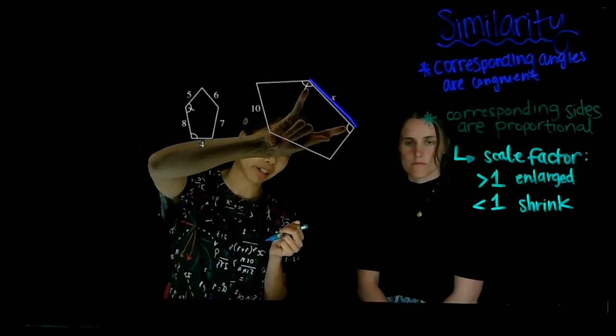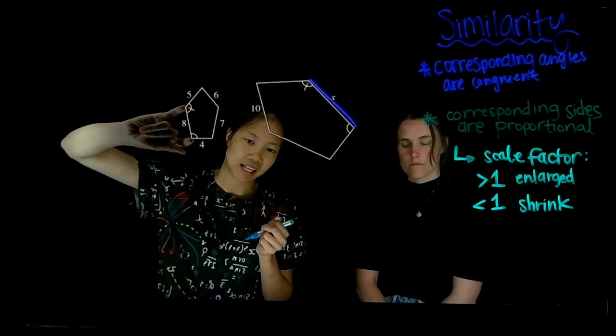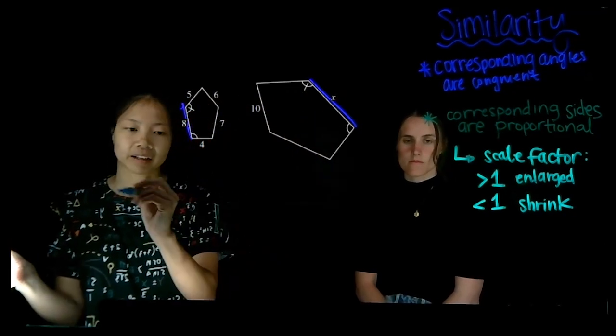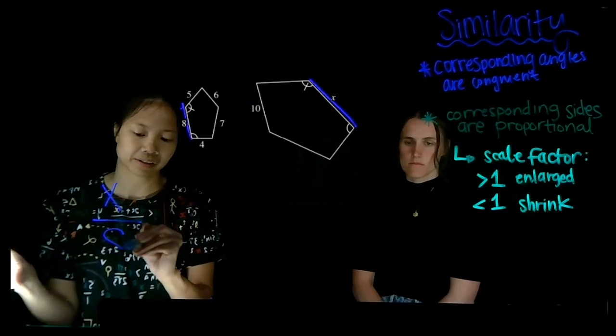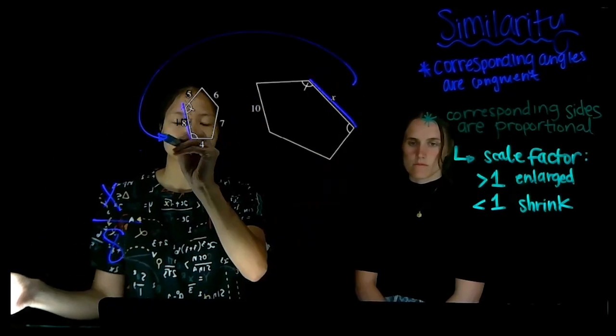So finding that over here, we see that x corresponds with 8. I can write that as x over 8 or 8 over x. Let's say x over 8, going from this to this. So we got x over 8.